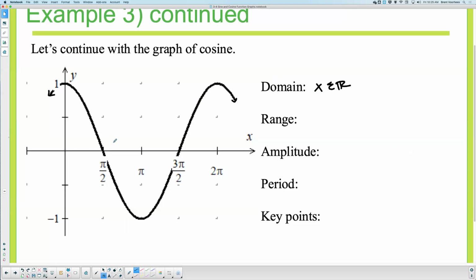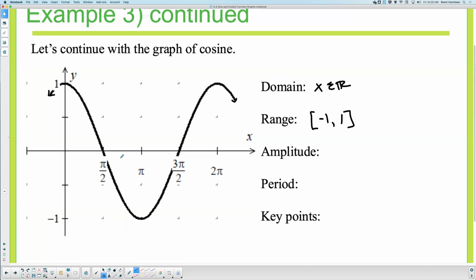The range. Does my graph go down forever? Does it go up forever? No. What's the lowest this graph travels? -1. You put a bracket because you hit that point and it's a solid line, so solid bracket. What's the highest this graph travels?